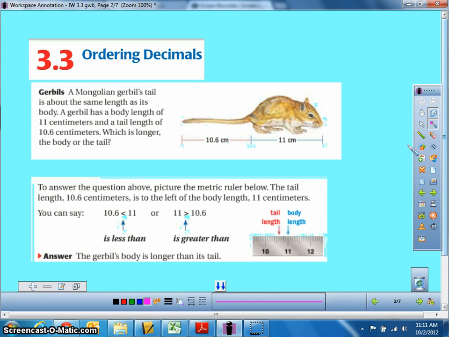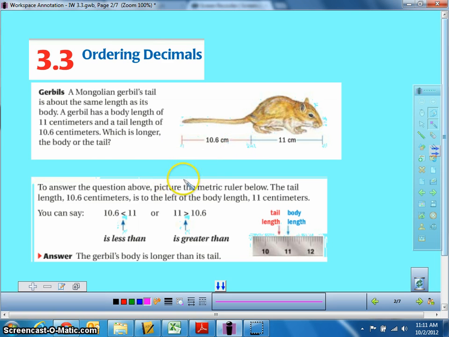When we talk about ordering decimals, we've got a little problem here that I took straight out of our book. It says a Mongolian gerbil's tail is about the same length as its body. A gerbil has a body length of 11 centimeters and a tail length of 10.6 centimeters. Which is longer, the body or the tail? So they want us to compare this body length, which they've already told us is 11 centimeters, to just the length of its tail, which is this 10.6 centimeters.